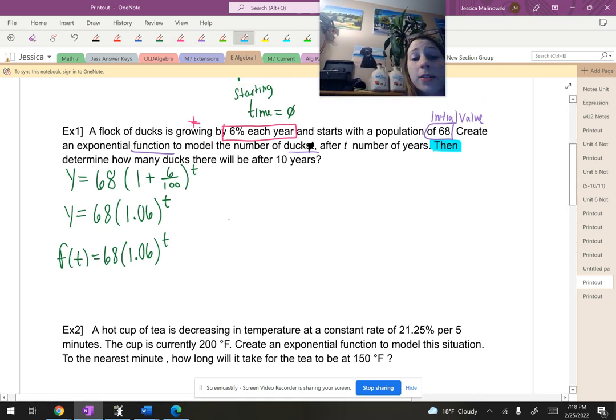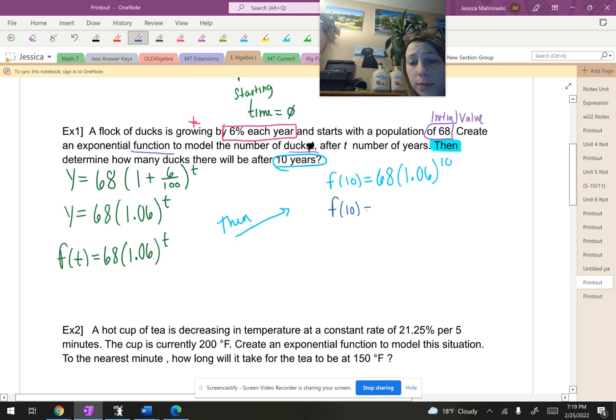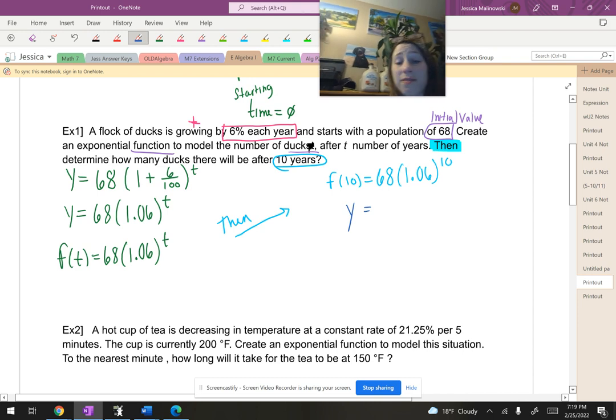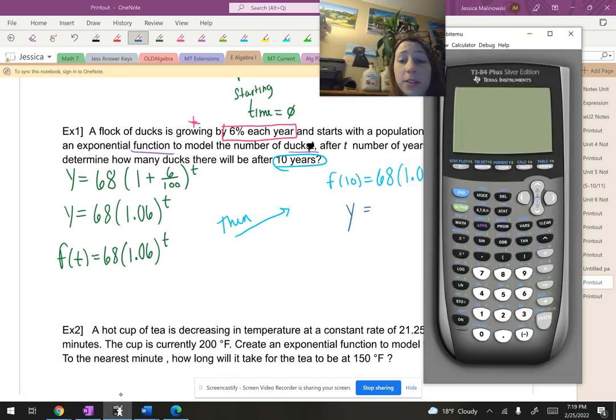Here's the then part. I'm going to use that function to find out how many there will be after 10 years. So f of 10, being the new number of years, is 68 times 1.06 raised to the 10th power. It is okay if you don't have f of 10 here and you just have y equals instead, if that makes more sense to you.